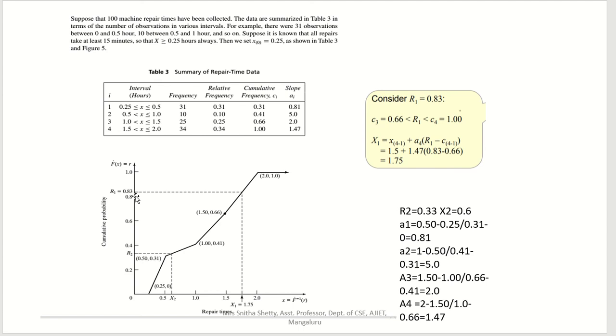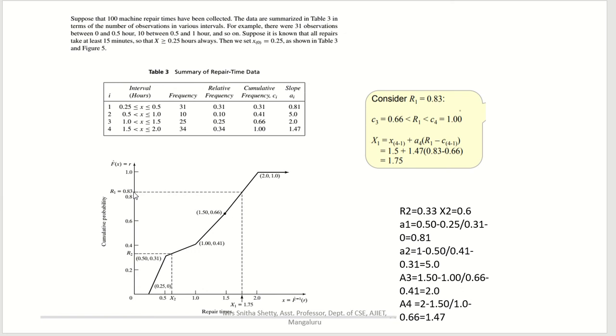So where is the position of 0.83? See, 0.83 is somewhere here. It lies between 0.8 and 1.0. So R1 is 0.83, and its range is between 0.66 and 1.0, the fourth range. Sorry, 0.66 and 1.0 is not a range, it is a cumulative function.